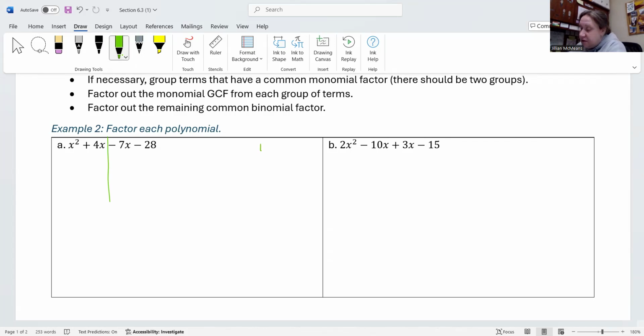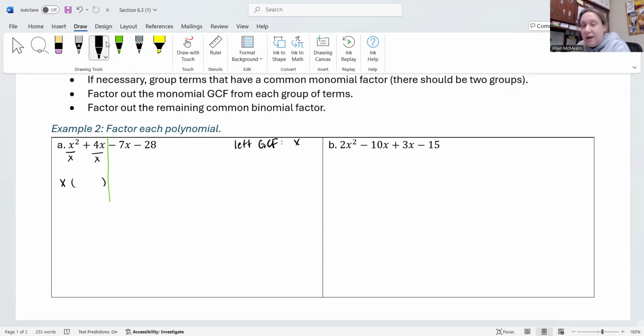Well, the left GCF, let me actually do that in black so you can see it better. The left GCF is just going to be x. That's the only thing these 2 terms have in common. So I'm going to write my GCF and then a set of parentheses. Inside the parentheses, I'm going to put the quotient from where I divide out the GCF. So I divide both of these terms by the GCF, which is x.